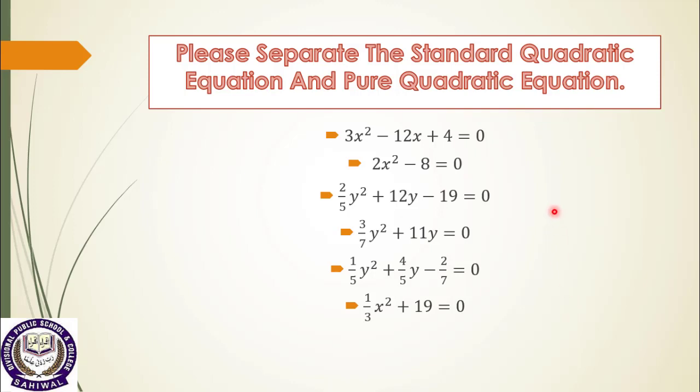For your better understanding, please look at these equations and separate the standard quadratic equation and pure quadratic equation. The first one, 3x square minus 12x plus 4 equal to 0, is a standard quadratic equation.